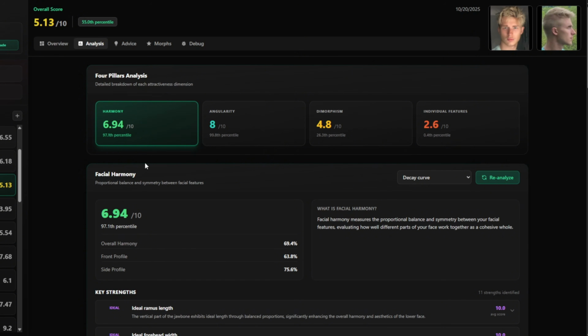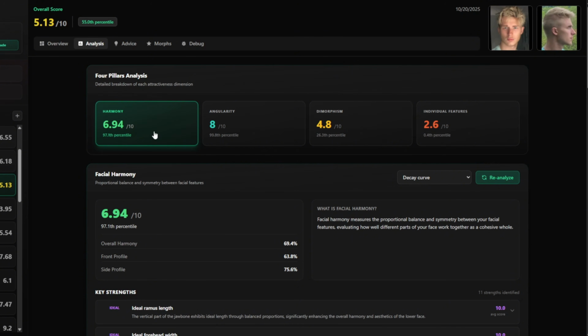Now, before anyone says anything in the video, pay attention: in the first minute of the video, these assessments, these other pillars, angularity, dimorphism, features, and the overall rating, which is contingent on these three, are not accurate. These are just stub values. The actual testing for these things, which we have completed, is on the admin side. So these are not actually representative of his angularity, his dimorphism, etc. The only thing we're going to be looking at today is the facial harmony.